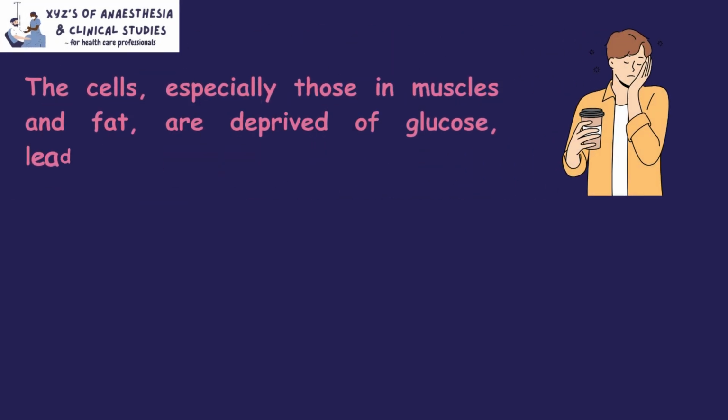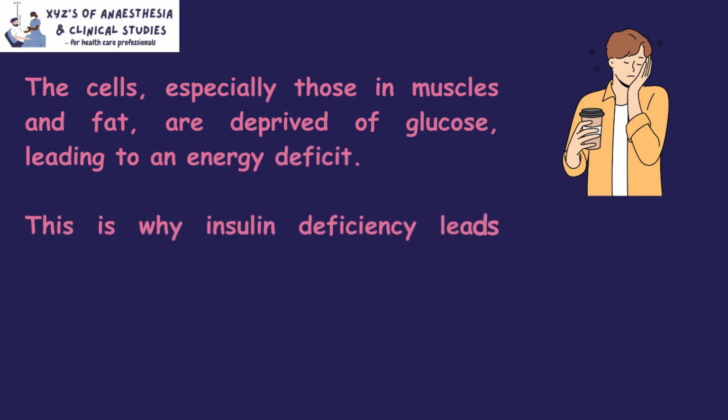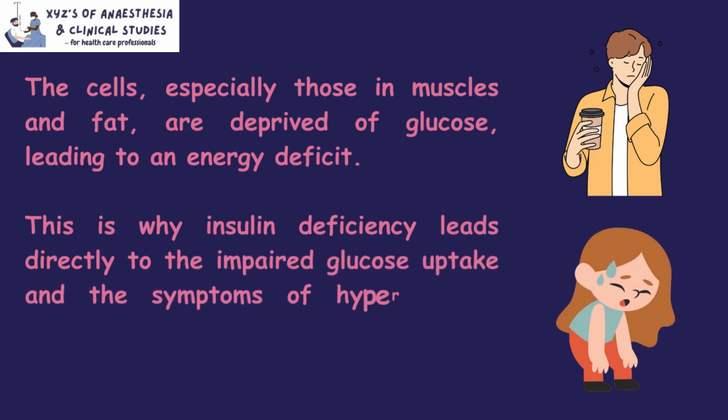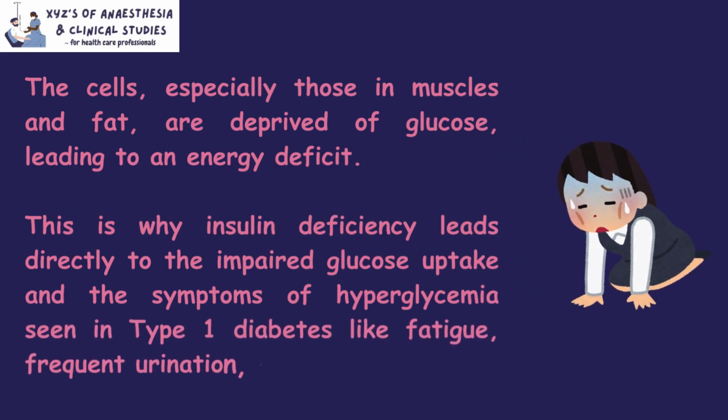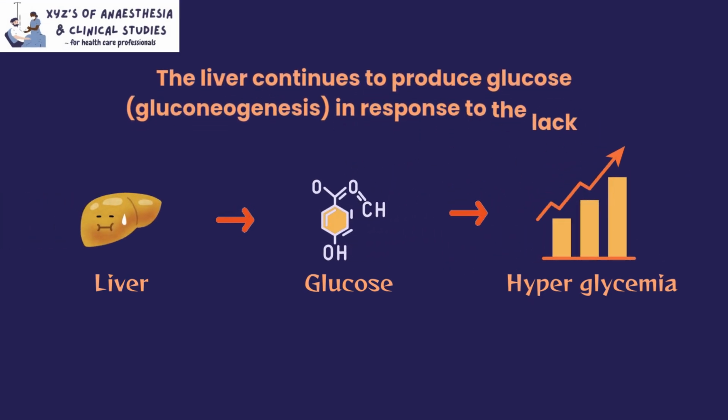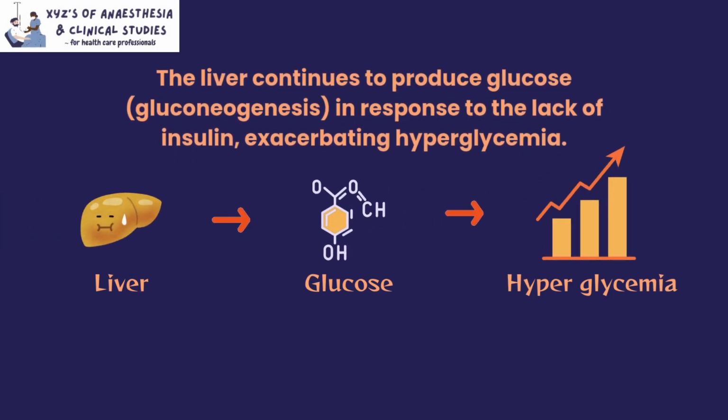The cells, especially those in muscles and fat, are deprived of glucose, leading to an energy deficit. This is why insulin deficiency leads directly to impaired glucose uptake and the symptoms of hyperglycemia seen in type 1 diabetes, like fatigue, frequent urination, and excessive thirst. Then, the liver continues to produce glucose in response to the lack of insulin, exacerbating hyperglycemia.